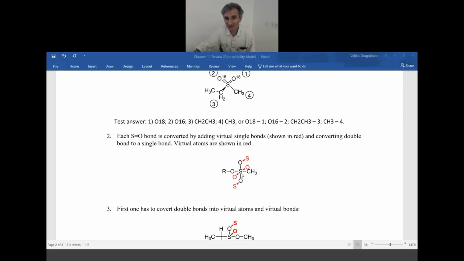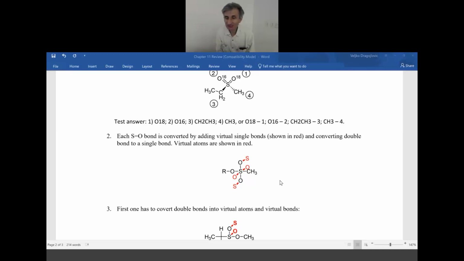And then we had another sulfur-oxygen double bond. We repeat the same process. We convert it to a single bond, add another single bond on sulfur and another single bond on oxygen. At the end of each of those virtual bonds, we need to place an atom.